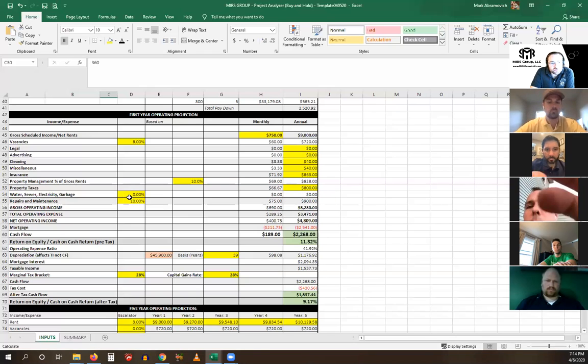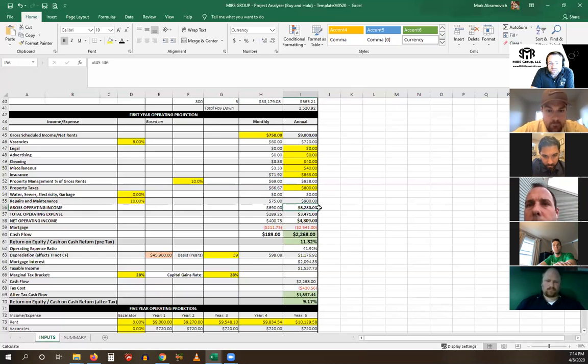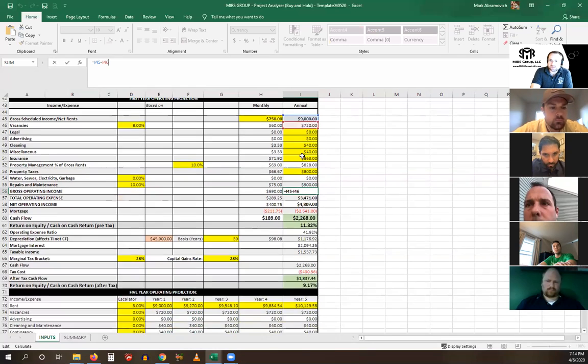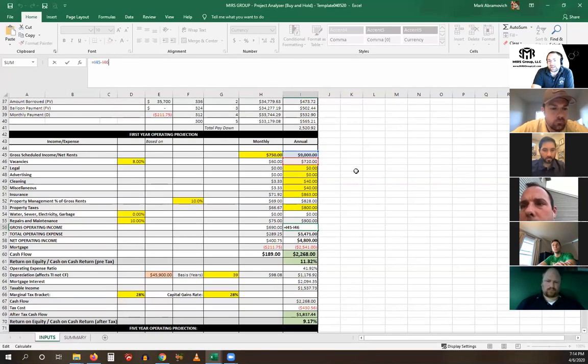Once we have all of our expenses set up, you've got your gross operating income. This is the income, so gross rents minus vacancy. Now vacancy comes in two forms, economic and physical. Physical is you literally don't have a tenant in the place, you're looking for a tenant. Economic vacancy is when somebody's living there and they're not paying you rent. And sometimes that could be a lot worse.